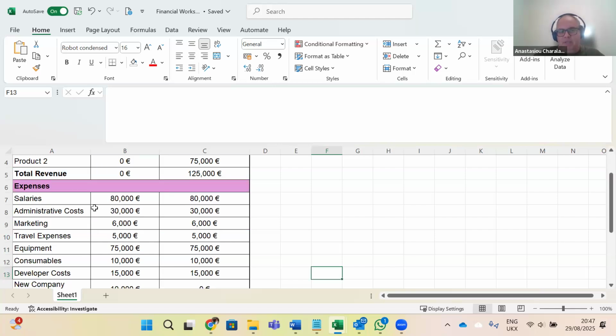And then you have expenses. You would have salaries. How many people do you plan to hire? You're going to have administrative costs. Here I'm including things like rent, paying for internet, running an office, for example, or running a lab. This is going to be the administrative costs.